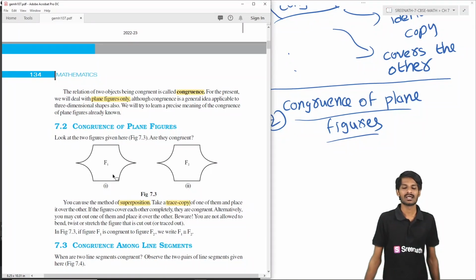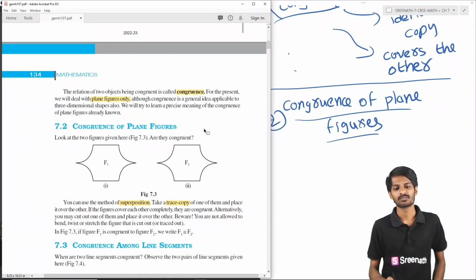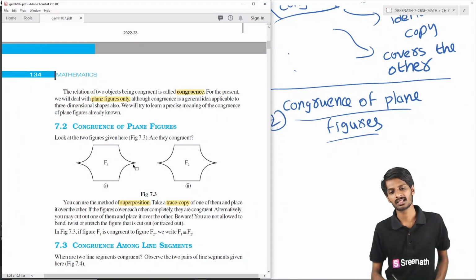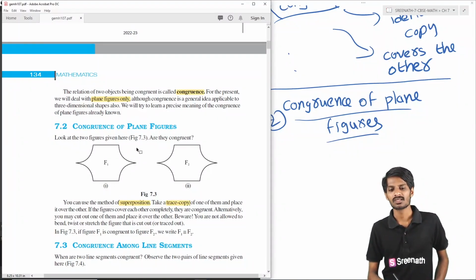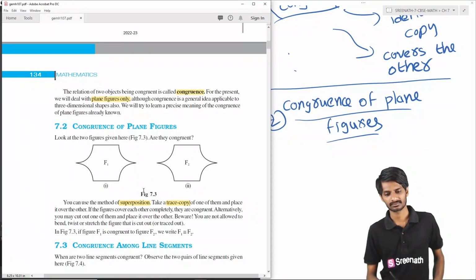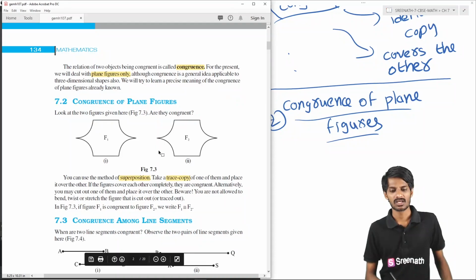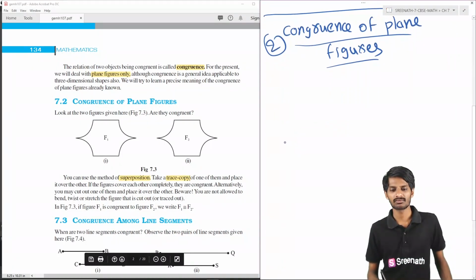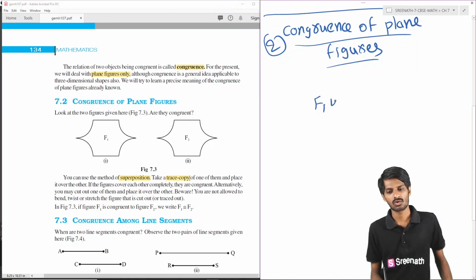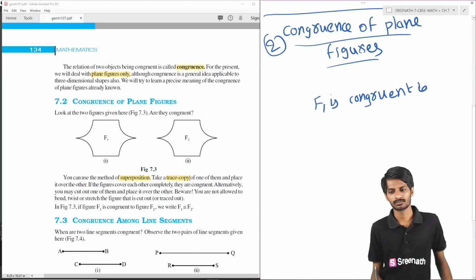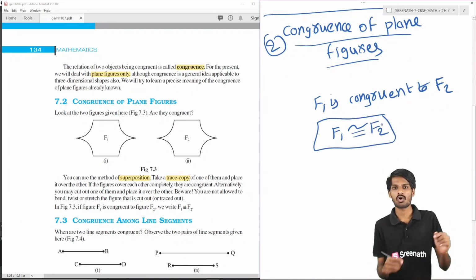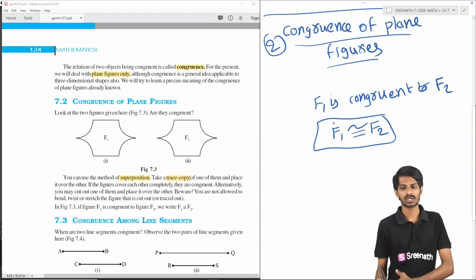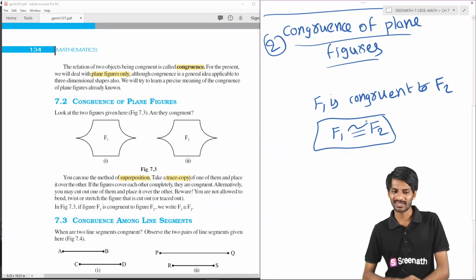are congruent, and we can say that one figure is congruent to another, and the relationship is called congruency. So plane figures are congruent. That is the thing, students. How will we represent the congruence of two figures? F1 is congruent to F2. We will represent it with F1 identical to F2. This is called congruence, students. Whenever two things are congruent, we use this symbol to represent the congruence.